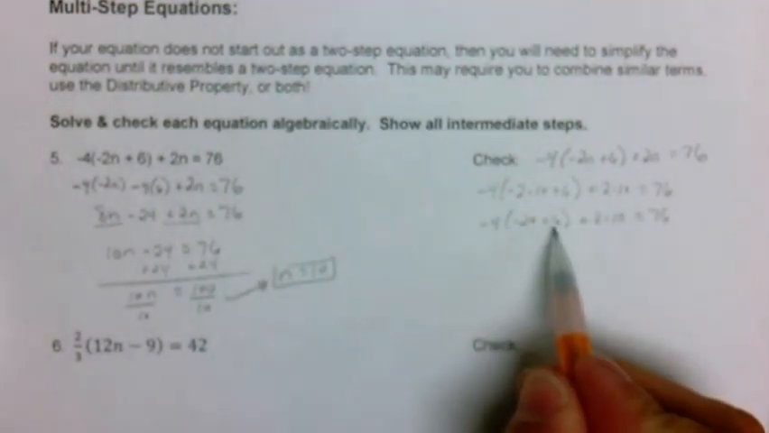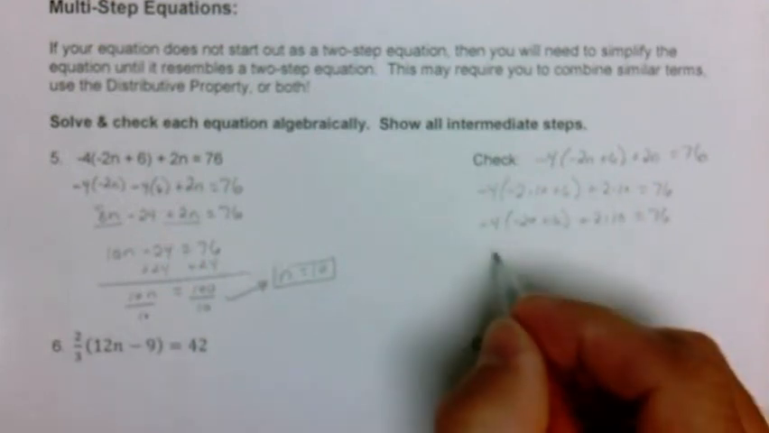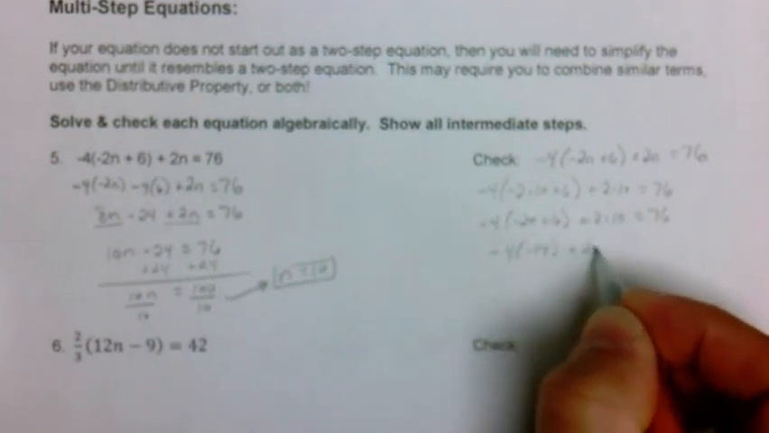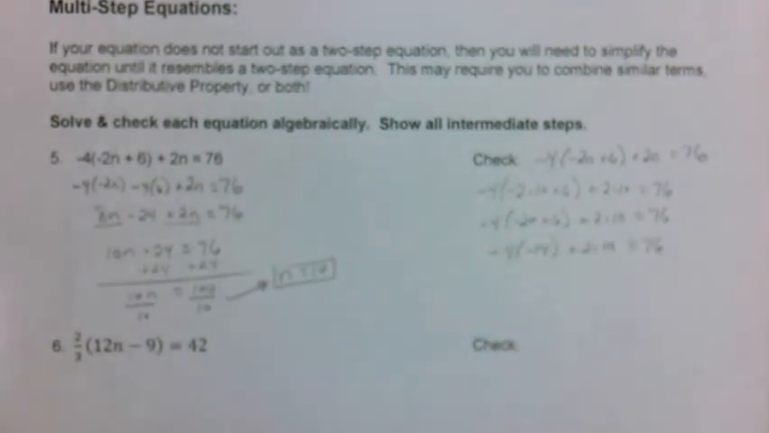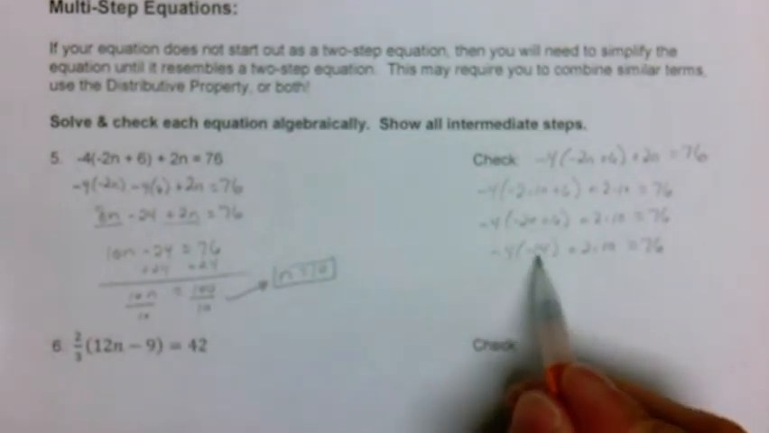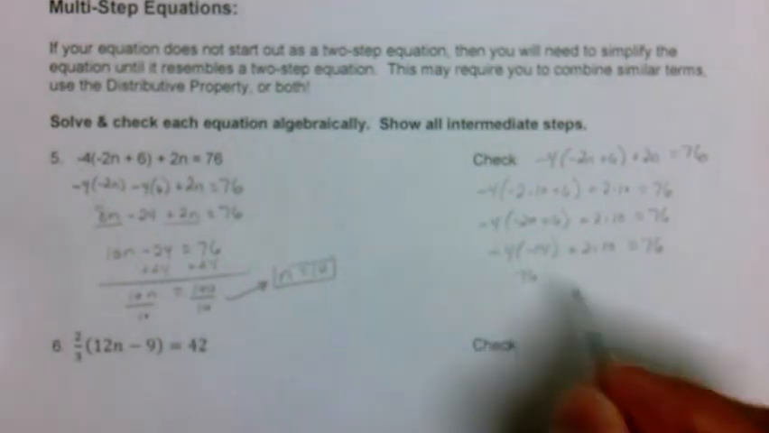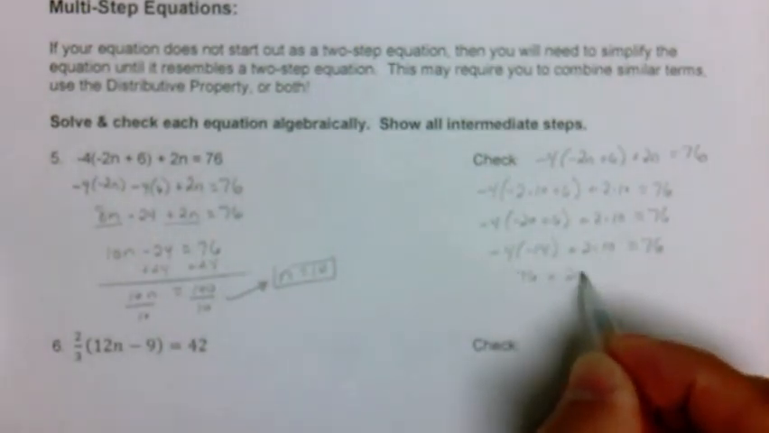Now I'll add negative 20 and 6. Negative 20 plus 6 is negative 14. Negative 4 times negative 14 plus 2 times 10 is 76. Negative 4 times negative 14 is positive 56. 2 times 10 is 20.